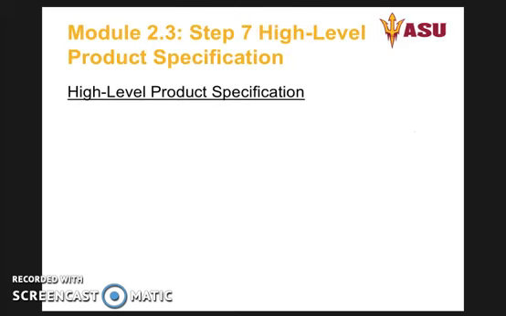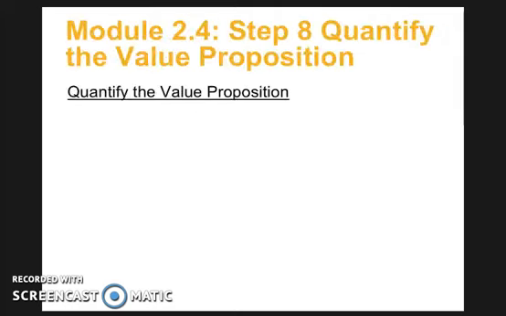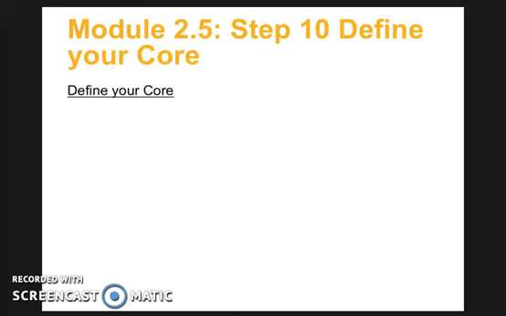In Step 7, you'll learn to differentiate product specifications and features and explore how to define them for your venture. In Step 8, you'll learn to determine and quantify value propositions for the customer and explore the most common product benefits. Step 10 takes you through a process to focus in on your key differentiator, what makes you different and better than your competition in the eyes of your target customer.